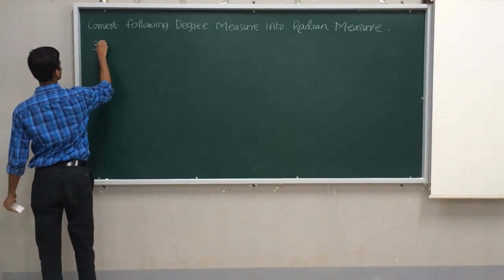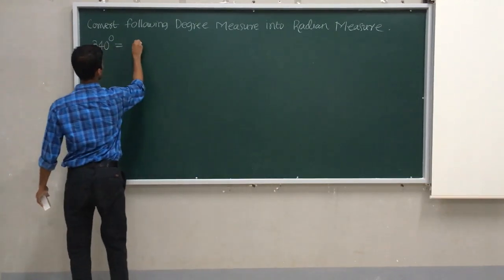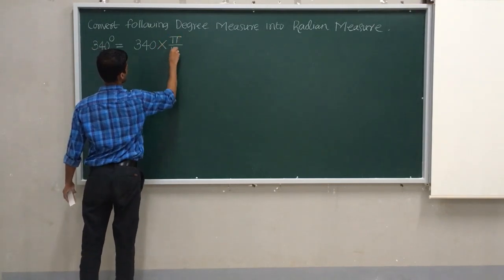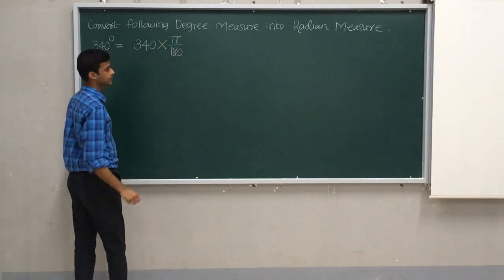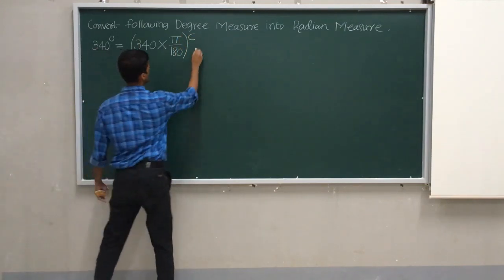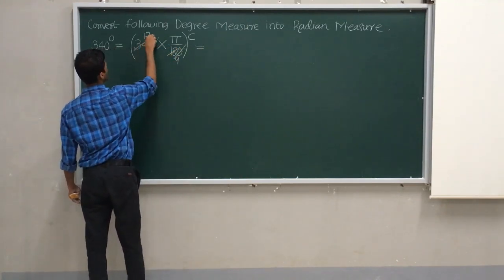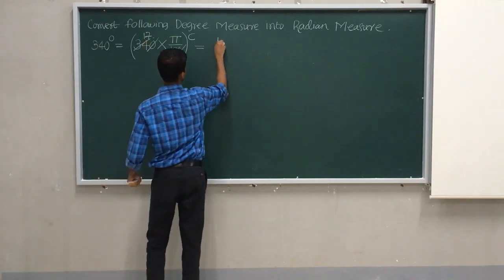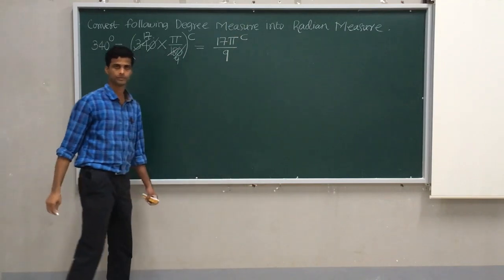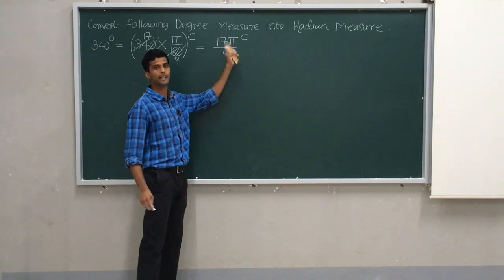340 degree. What I told, how to convert degree to radian? To convert degree to radian, what should we do? 340 multiply by pi by 180. Yes, it is radian because I am converting. Then 0 0 cancel. 2 9s are 18, 2 17s are 34. I guess further not possible. It is 17 pi by 9 radian. Got my point? So 340 degree, when you get in radian form, it is 17 pi by 9 radian.